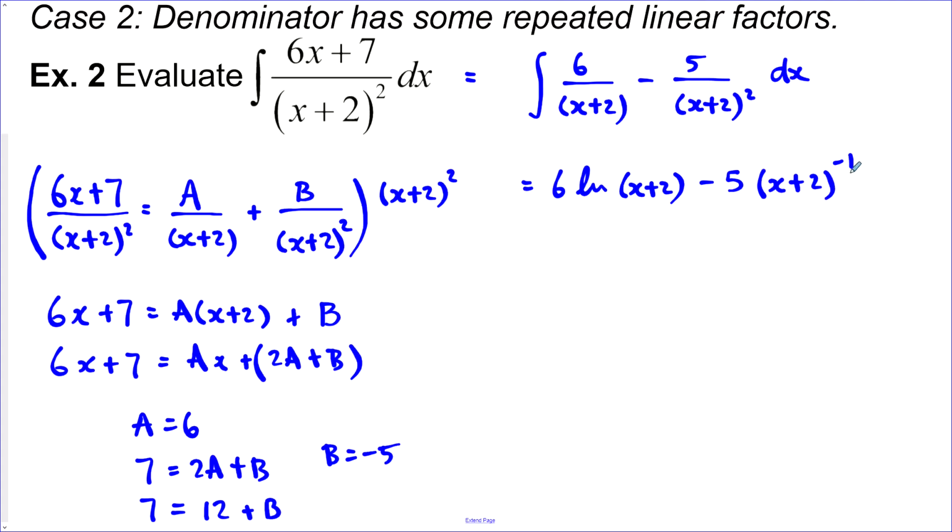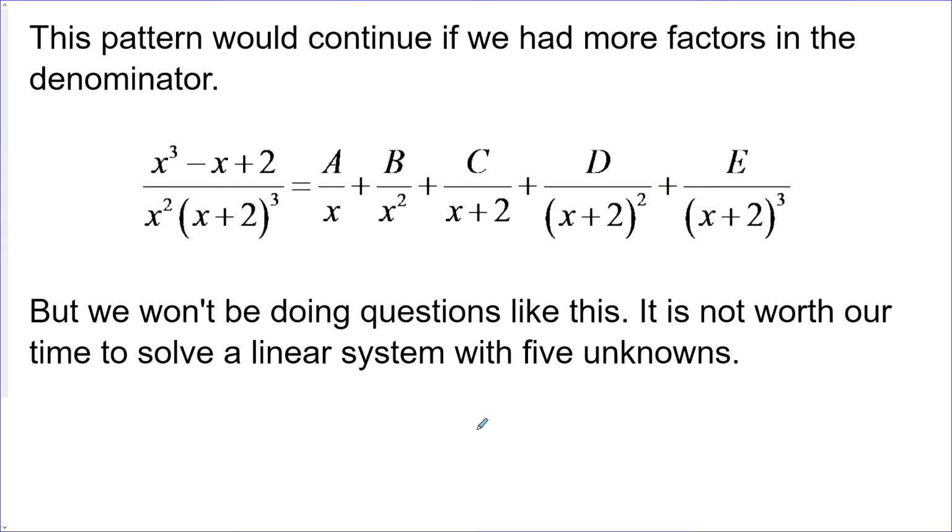And the negative 1 will come down, and we need a plus here, so we end up with a negative. And the inside, using the chain rule, the derivative of the inside is just 1, so we don't need to worry about that. And we can use a plus c. And if you don't like negative exponents, then how about this instead? This pattern would continue if we had more factors in the denominator.